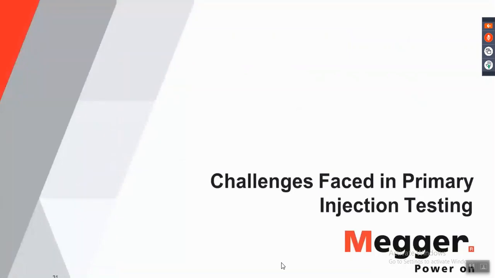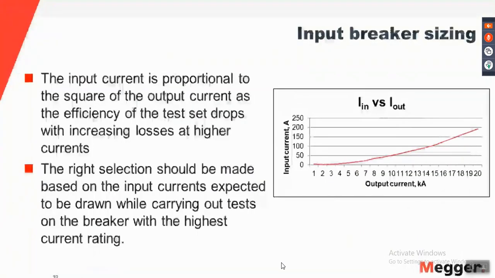You can run into some challenges while doing primary injection testing. One of them is input breaker size. This is a question that I run into quite often with our customers. That is, what breaker size do I use? Now the spec sheet of the test set will give you the breaker size or will give you the input current based on the maximum output of the breaker. That may not be what you need.